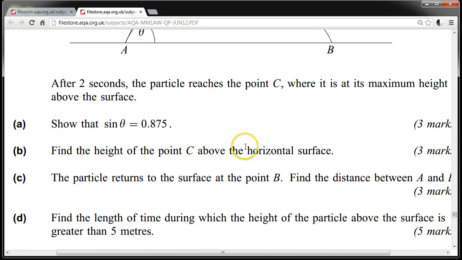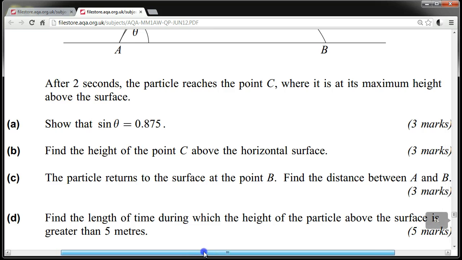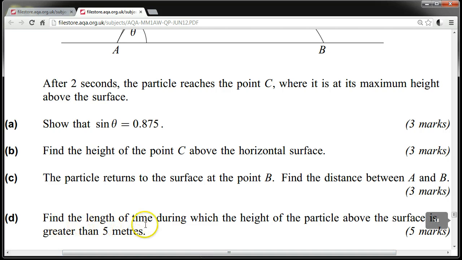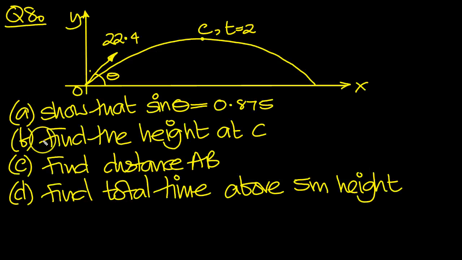Find the height of the point C above the horizontal surface. The particle returns to the surface at the point B. Find the distance between A and B. Find the length of time during which the height of the particle above the surface is greater than 5 meters. So that's the question then. Here it is in summary form here.